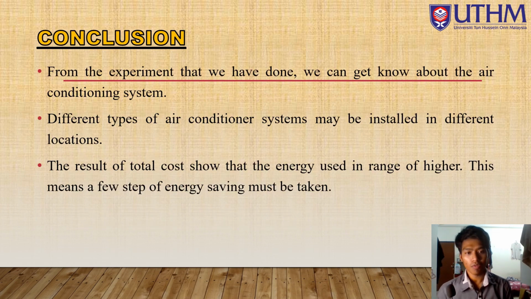For the conclusion, from the experiment that we have done, we get to know about the air conditioning system. Second, different types of air conditioner systems may be installed in different locations. And the last, the result of the total cost shows that the energy used is in a higher range. This means a few steps of energy saving must be taken.